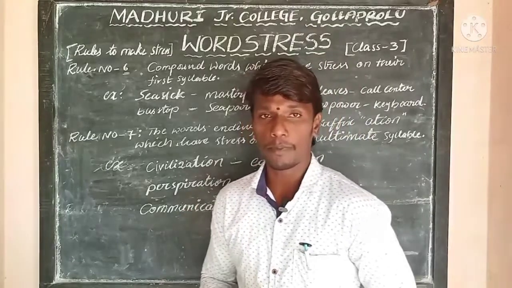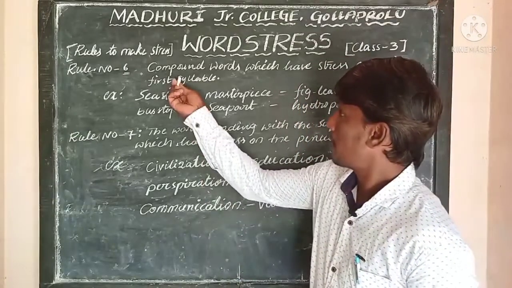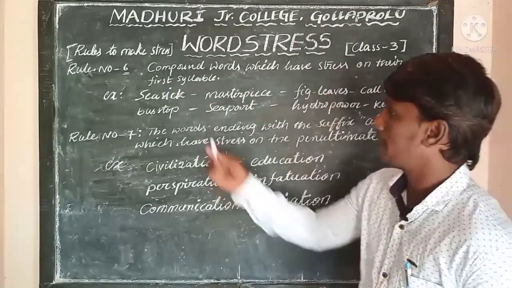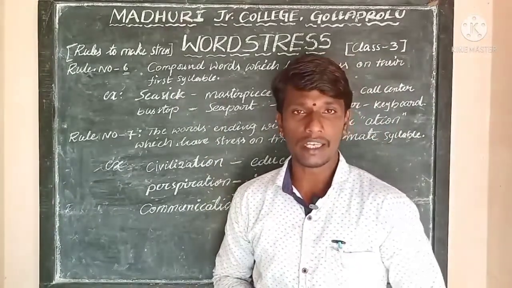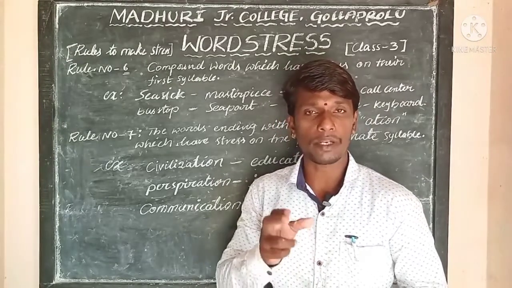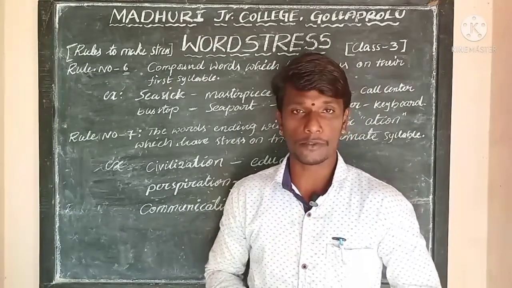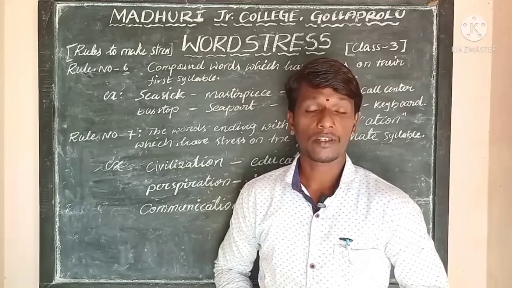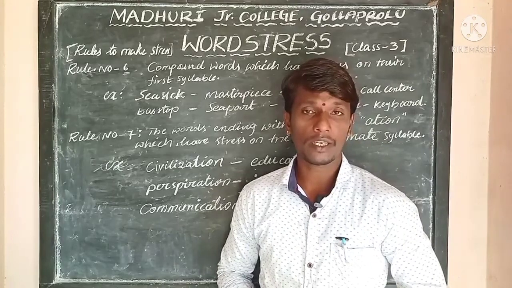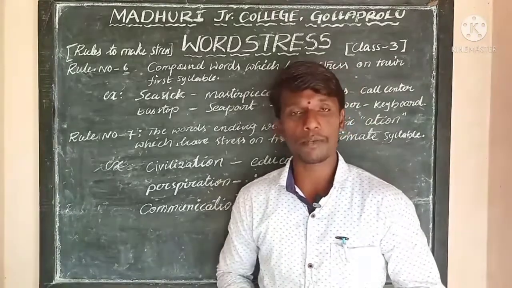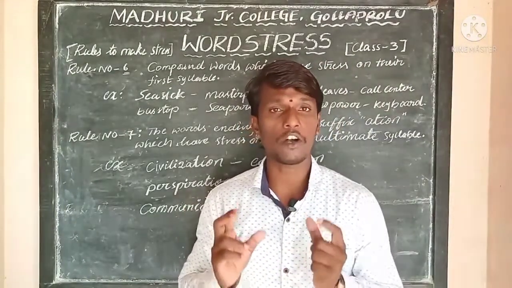Now let's get into the topic, rule number 6. Rule number 6 talks about compound words, which have stress on their first syllable. What is a compound word? Compound means a combination, a combination of two nouns or two words. For example: armchair, keychain, railroad, doorbell, blackboard, bus stop, railway station. These are the best examples of compound words, a combination of two words.